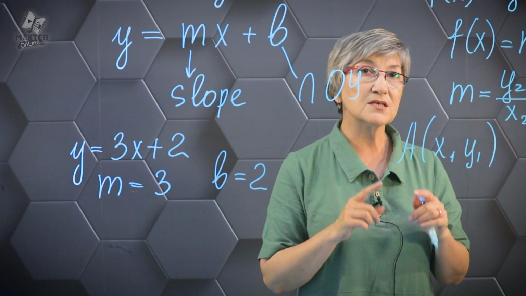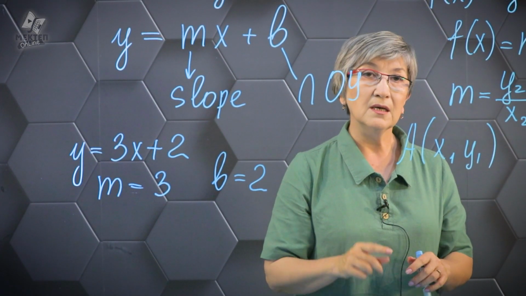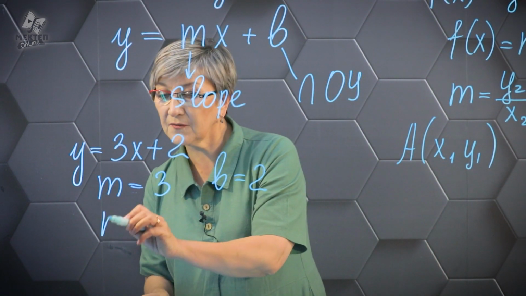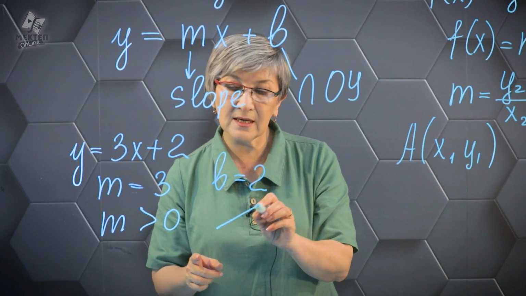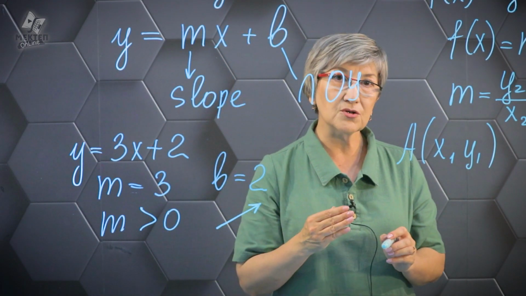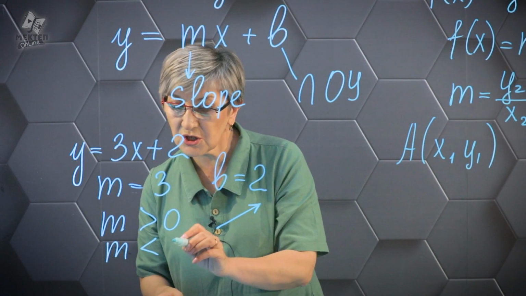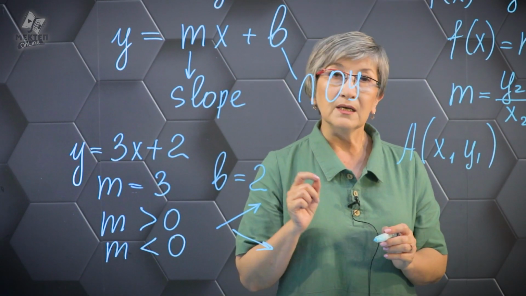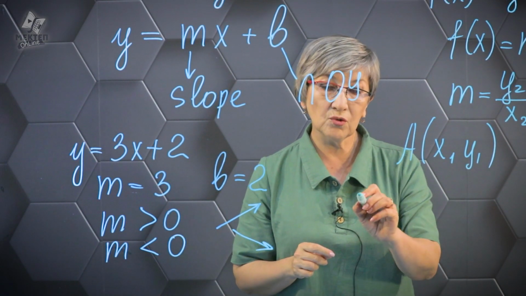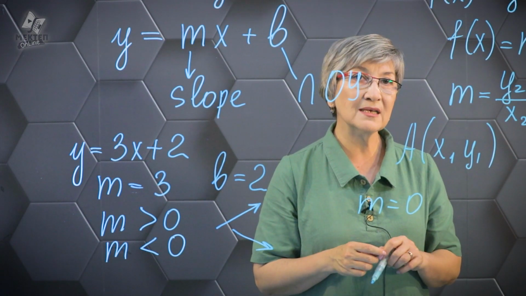Let's talk about the properties of our coefficient for the variable x. The thing is, if the coefficient m is greater than 0, then our linear function will be increasing. If the coefficient of the variable x is less than 0, then our function will decrease. If the coefficient is 0, then in this case we get a horizontal line.